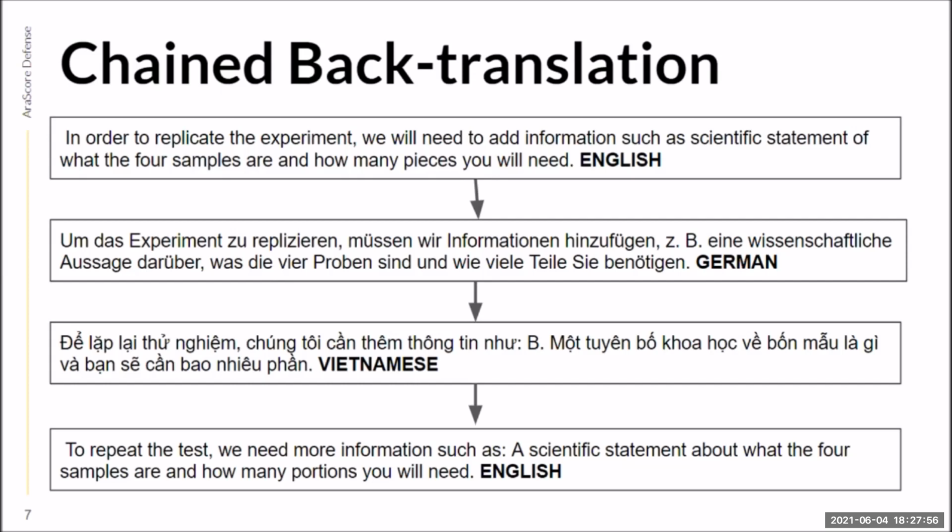In this project, we used a variation of back translation called chain back translation. It's basically the original sentence passed through multiple stages, then back to the original language. So this most of the time will produce a better paraphrase than single back translation. It's clearly demonstrated in this example. You can try it yourself using Google Translate.